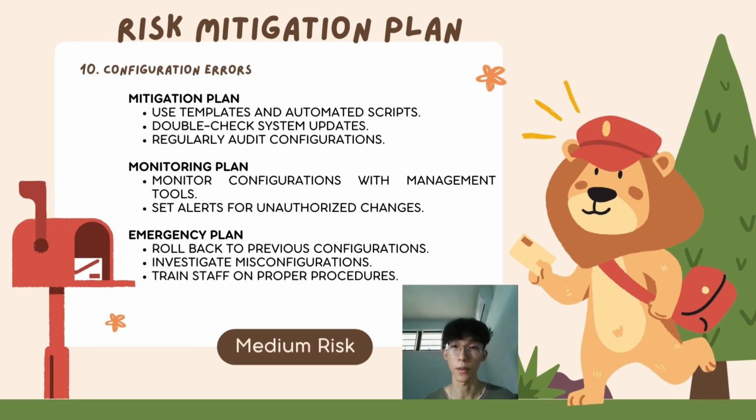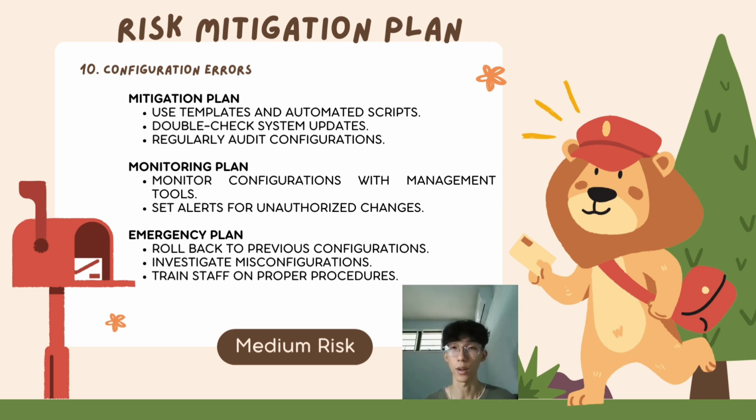The third medium risk that we identify in Panda Software House is configuration errors. Incorrect system configuration, often resulting from human error, can lead to vulnerabilities and operational issues, jeopardizing the security and efficiency of the IT infrastructure. In order to mitigate the risk of configuration errors, the company could implement the use of templates and automated scripts to ensure consistent and accurate configuration across all the systems. Next, double check all system configurations before applying updates to prevent errors from being introduced, and also conduct regular audits and reviews of system configuration to identify and rectify any discrepancies or vulnerabilities.